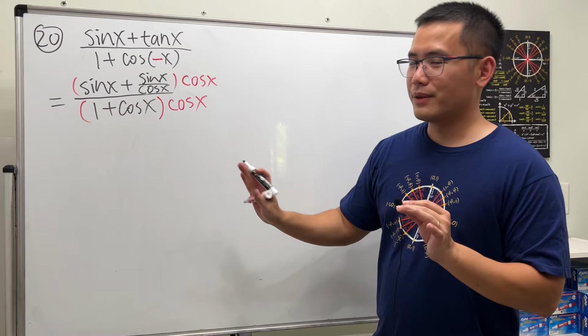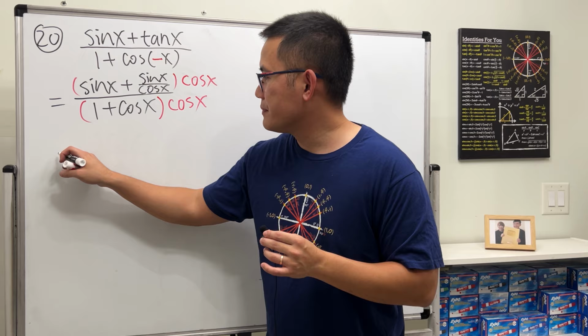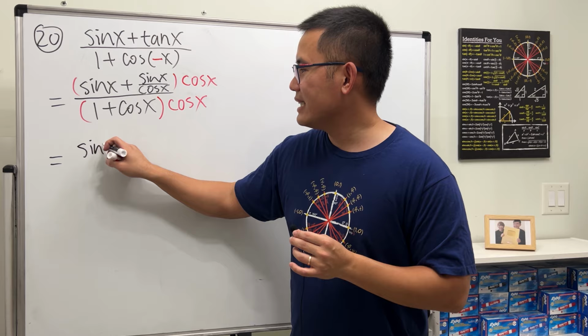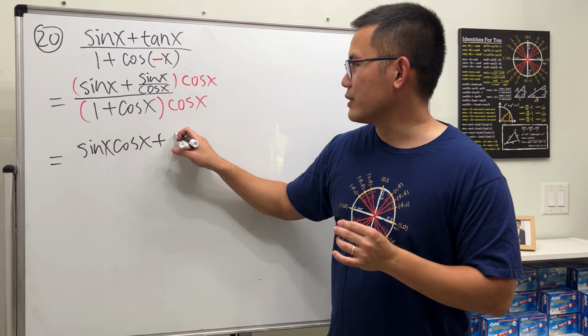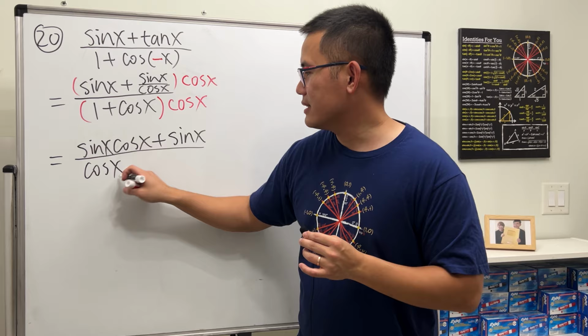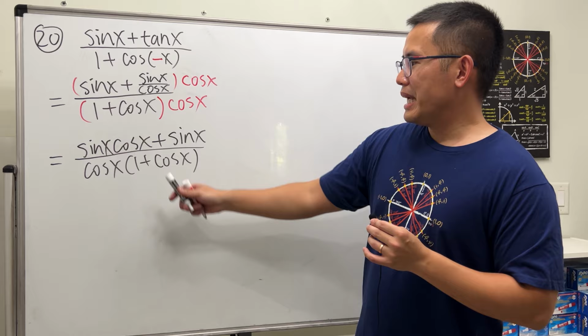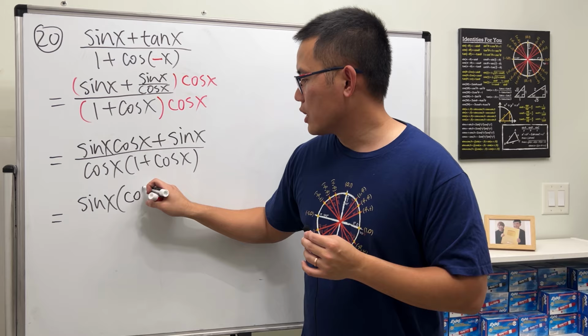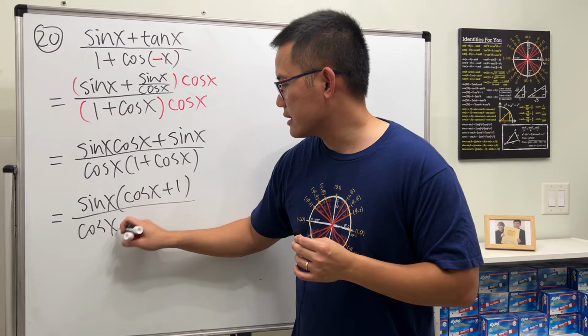What I'm going to do is just multiply out the top. In that case, I will get sine x cosine x plus this and that cancel, so it's just sine x, right? Over, I'm not going to multiply out the bottom. I will just put the cosine x in the front, and then 1 plus cosine x. Why? Because notice that this has sine and this also has sine, so we can factor the sine out. So we get sine x times cosine x plus 1, and then the bottom is cosine x times 1 plus cosine x.